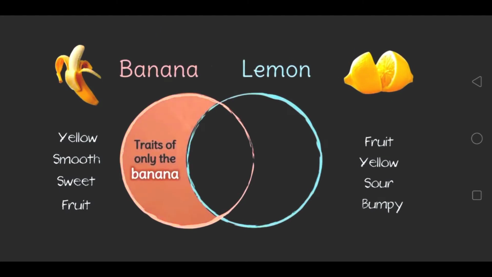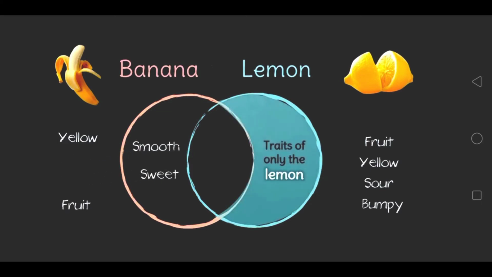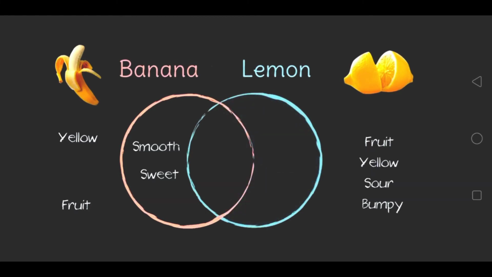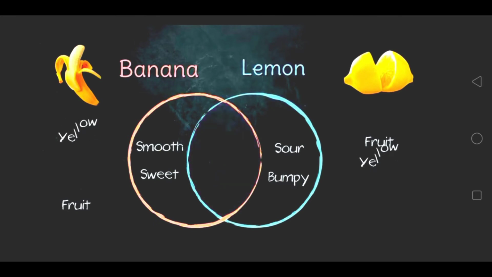So the traits that only a banana has are being smooth and sweet, while the lemon is sour and bumpy. The characteristics that they are alike is that they are both yellow and they are fruit.